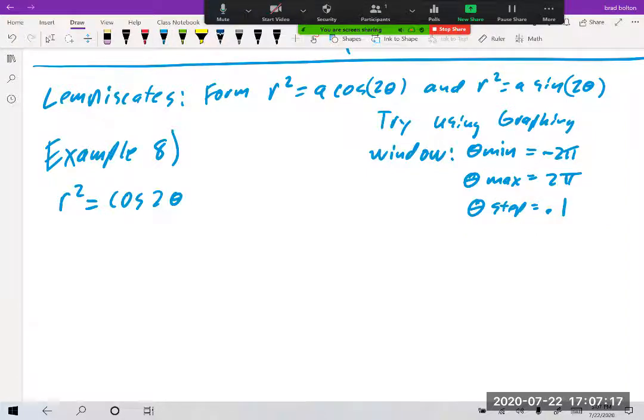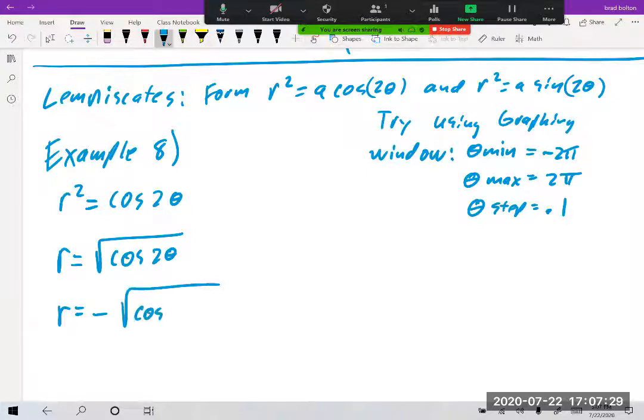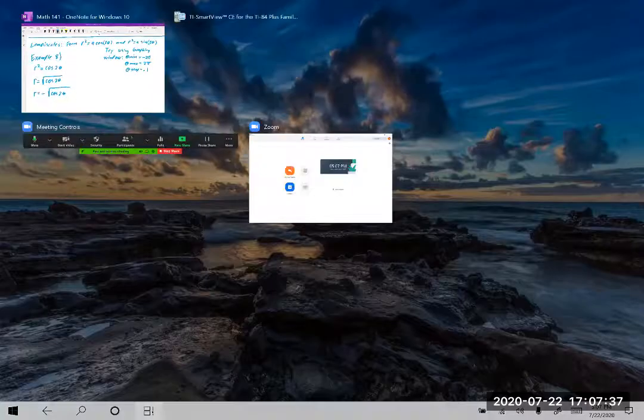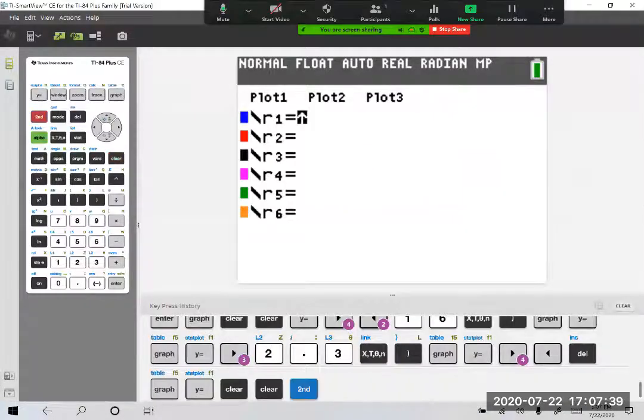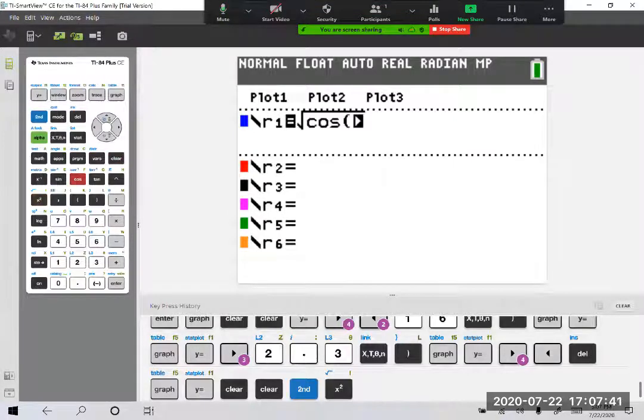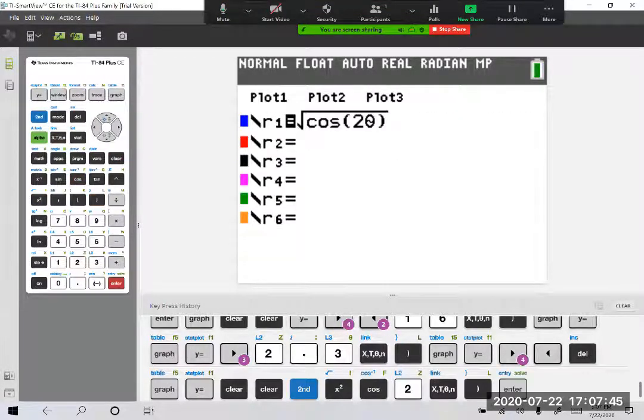Okay, so let's try to graph this on our calculator, but our calculator doesn't have r squared. So what you do is you say r equals plus the square root of cosine 2 theta, and r equals minus the square root of cosine 2 theta. Okay, and now, so cosine of 2 theta inside of a square root. So we're going to say second function, square root, cosine of 2 theta. Okay, let's see what that looks like.